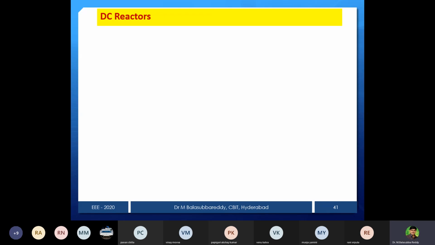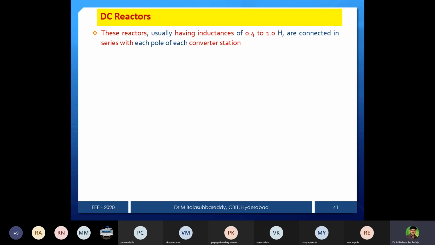Now we'll see the DC reactors. These reactors have an inductance of 0.4 to 1 Henry. It is connected in series with each pole of the converter station. So this value is very interesting. It is a high inductance. 0.4 to 1 Henry means it is very high inductance. Normally millihenry values may be used for inductors, but here it is 0.4 up to 1 Henry.